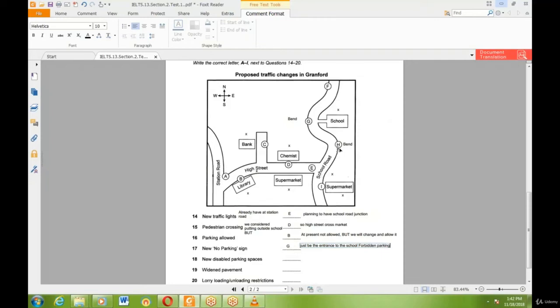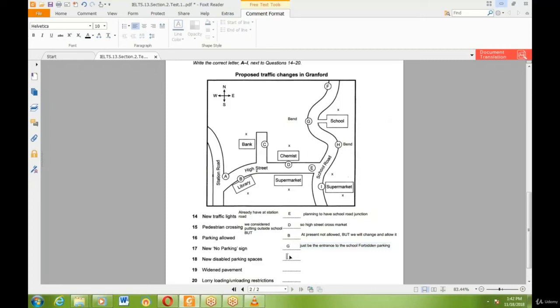Some of you said H, right? Maria, I don't know how you got H. They said just by the entrance of the school. Where's the entrance to the school? When you look at H, there's no entrance to the school. Okay? Where's the entrance to the school? Right here. Just by the entrance by the school.